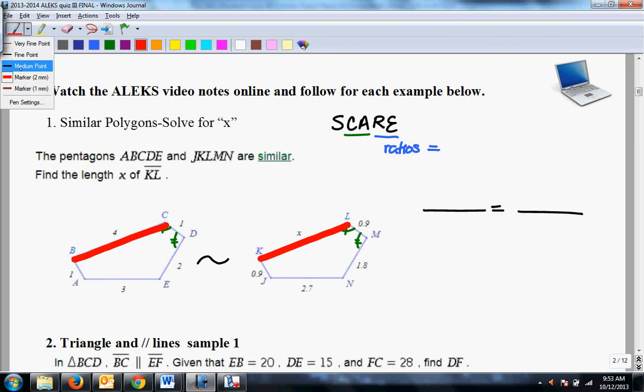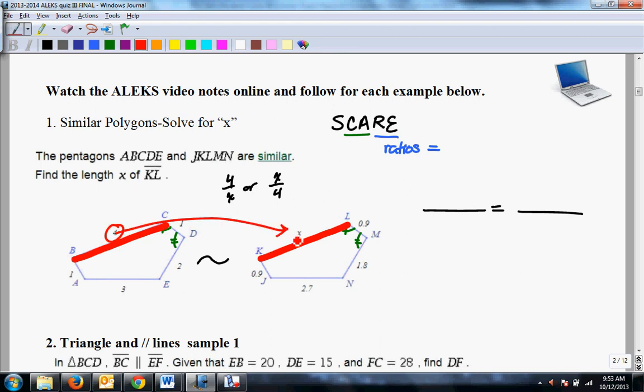So we want to establish our direction. It honestly doesn't matter whether I go 4 over x or whether I go x over 4. What does matter is whatever direction I start, I must finish in that same direction. So I'm going to circle 4 and draw an arrow to x, so I'm establishing my direction as left to right. So I'm going to go 4 over x. Now I find any other 2 sides, and this time I want nothing but numbers. And because I started left to right, I must continue left to right. So I'm going to go 3 over 2.7.